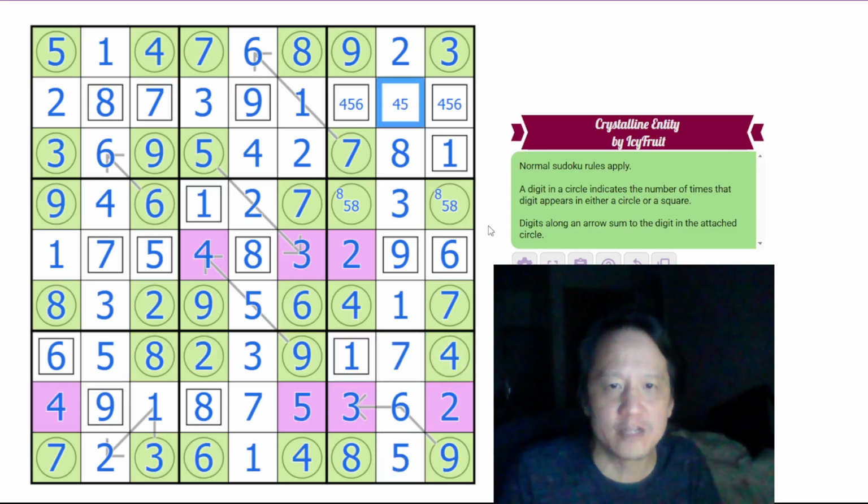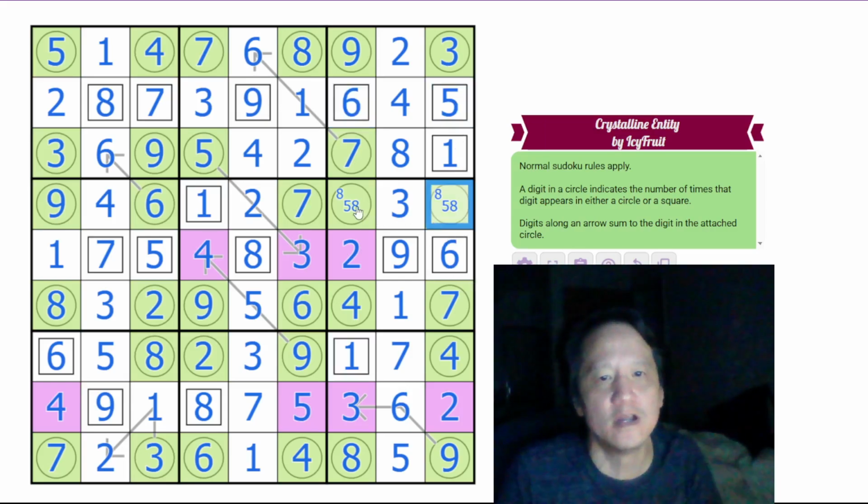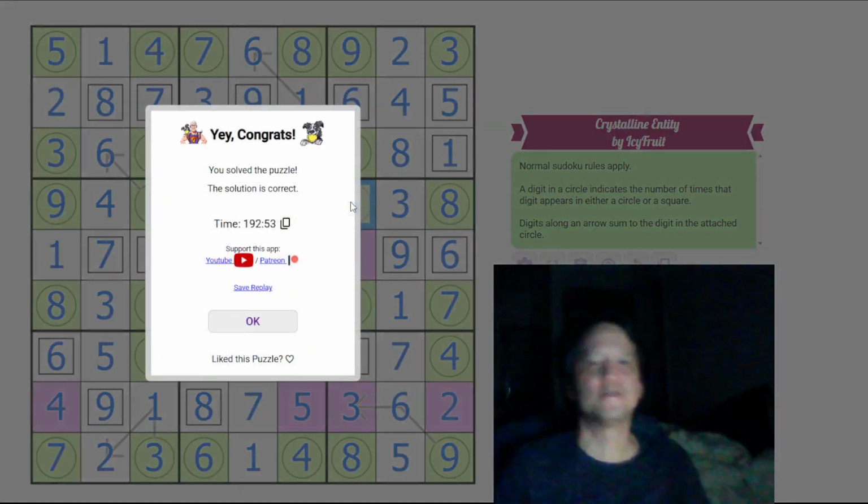This 5 eliminates 5 here, so that's 4. Neither of these can be... This can't be 4 or 6. So this is a 5, which makes this a 6. This 5 eliminates 5 here, and we have an 8 and a 5. Woo!